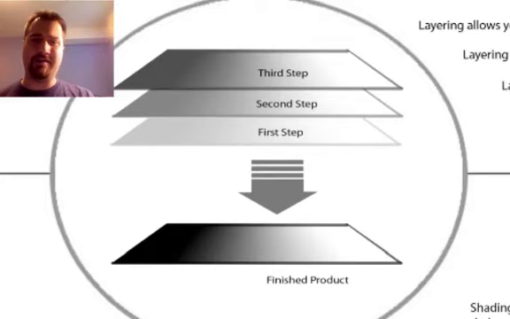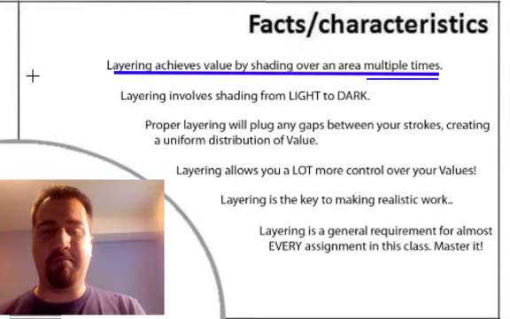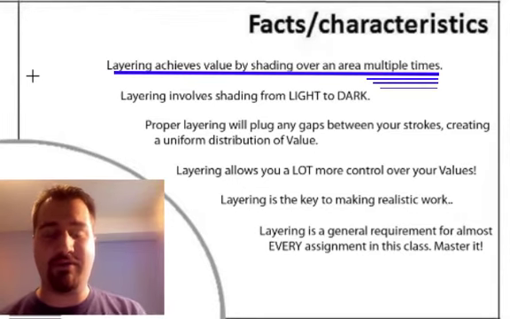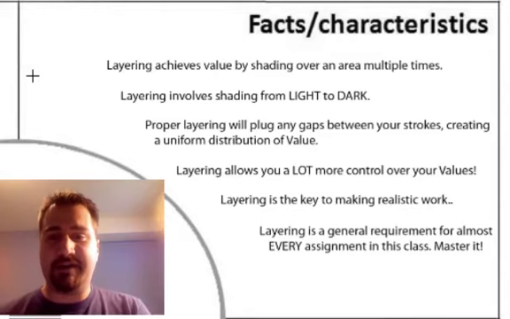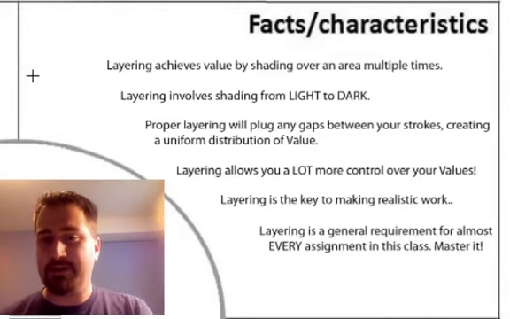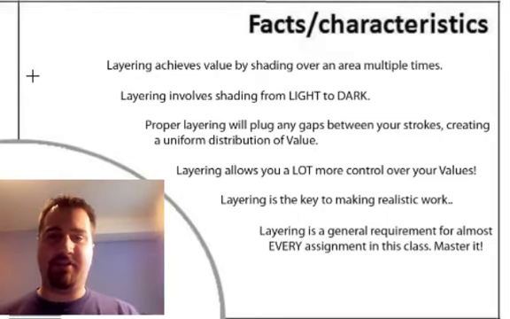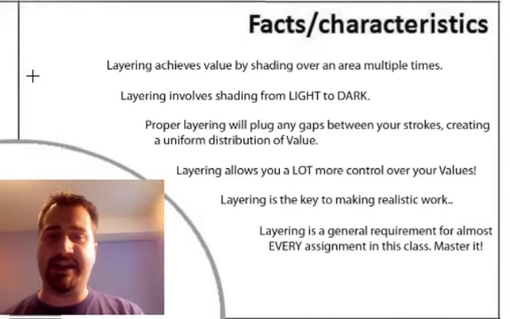So layering, why do we do it? Well, layering achieves value by shading over an area multiple times. That's how it's done. You actually go over the same area that you've worked on in multiple passes, and very strong work has in excess of 3 to 10 layers of work on it sometimes. You don't just hit the black first, you go in steps to get to the black. It's like you're building a foundation of a house. Layering involves basically shading light to dark.